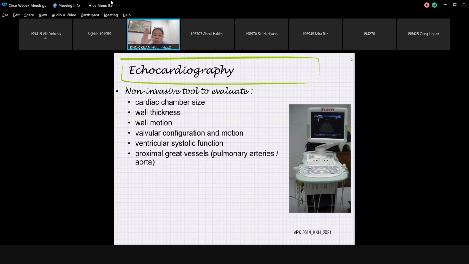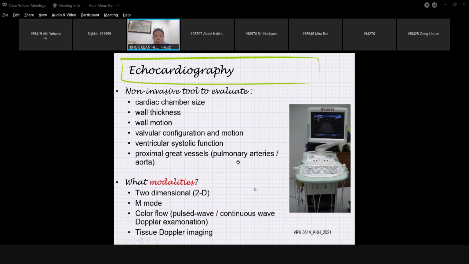It tells you the ventricular systolic function, the contractility. And sometimes it tells you whether the great blood vessels are enlarged, so mainly the pulmonary arteries and the aorta. Do they look big or small or stuff like that?